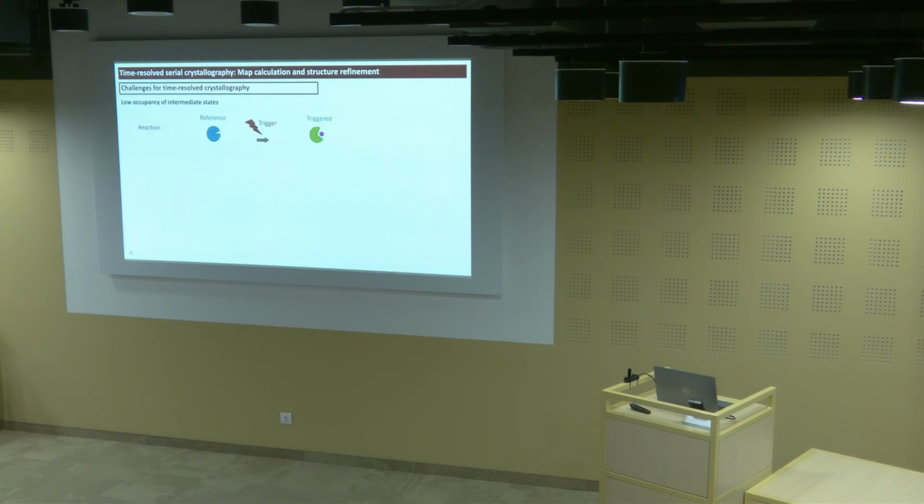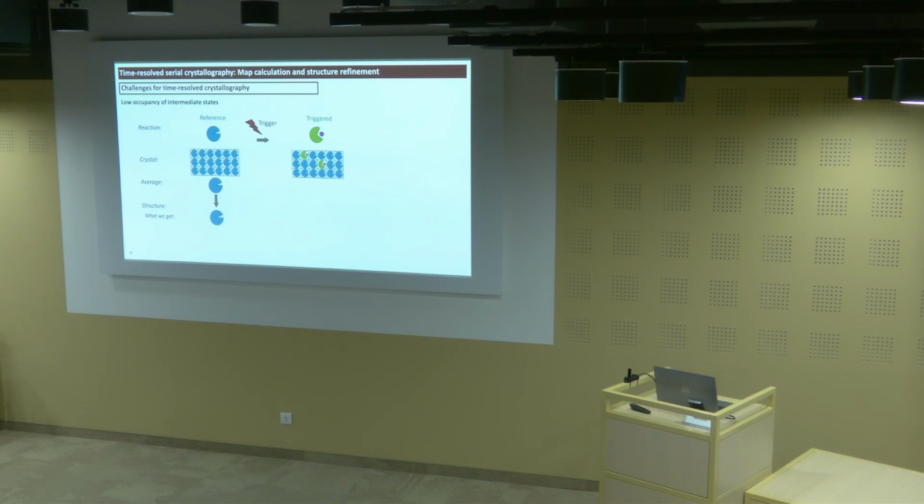Well, what happens is that you're dealing with a low occupancy of that triggered state. So if we look again at our reaction, we have the reference state, we apply the trigger to obtain the triggered state of our Pac-Man. If we crystallize Pac-Man in the reference state, we get this crystal, and crystallography is an ensemble-based method, which means that the average Pac-Man looks like this. So if you collect data on this crystal, the structure that we will refine is this one, which is the reference state. All fine.